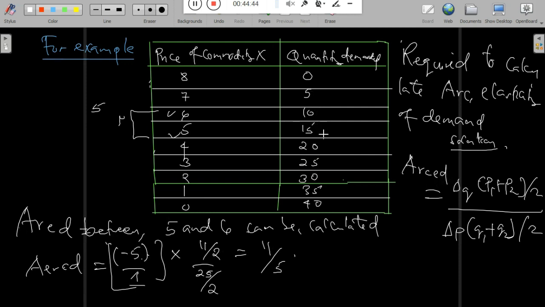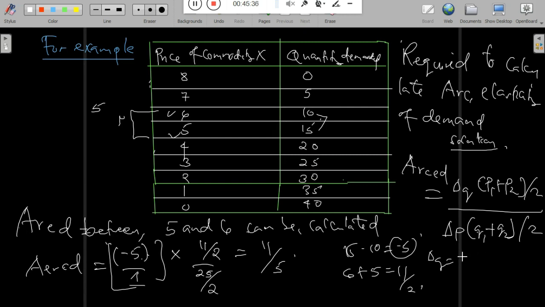And for the quantities, 15 plus 10 is 25, divided by 2. So when you work out the equation, it will be equal to 11 over 5.